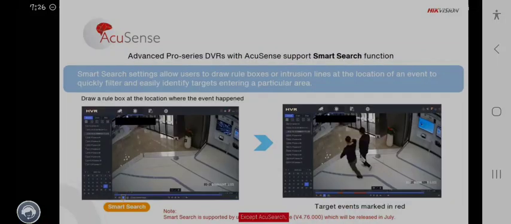Except AccuSearch, the Advanced Pro Series will support the Smart Search function as well, and for products already sold, customers can upgrade the corresponding version of the firmware to support it. With Smart Search during playback, the rule box and rule line can be customized on the screen, and all the events of humans and vehicles that triggered the rule box are quickly retrieved and marked with red color, which can help users locate the target faster and improve retrieval efficiency.